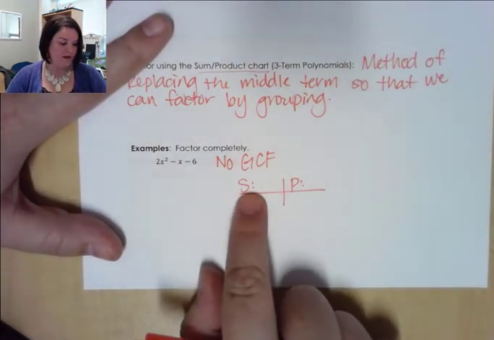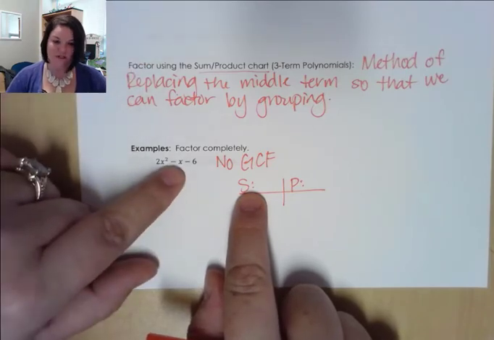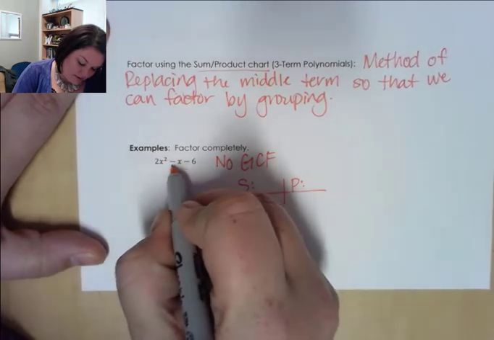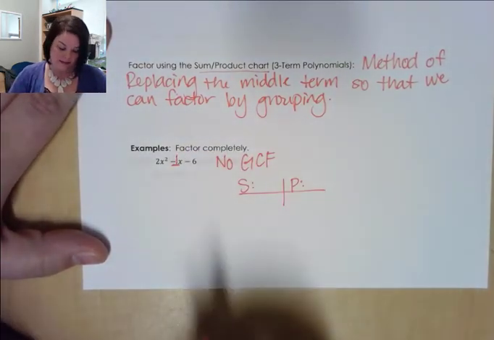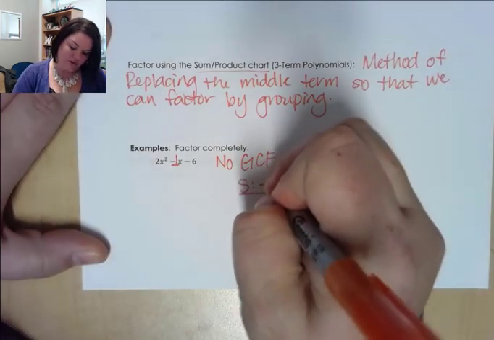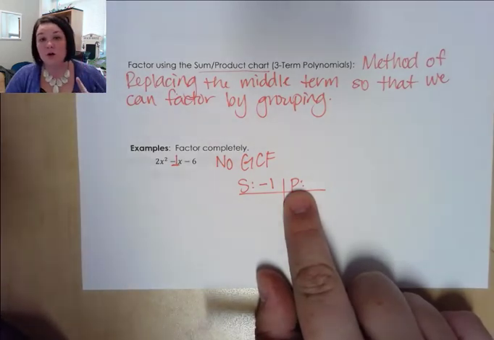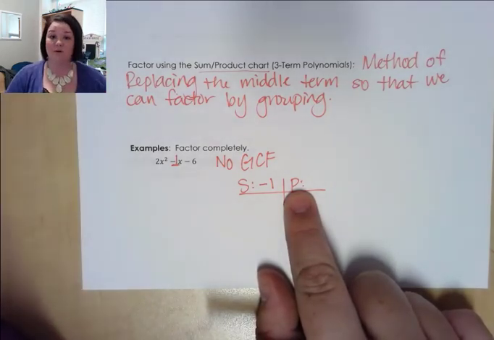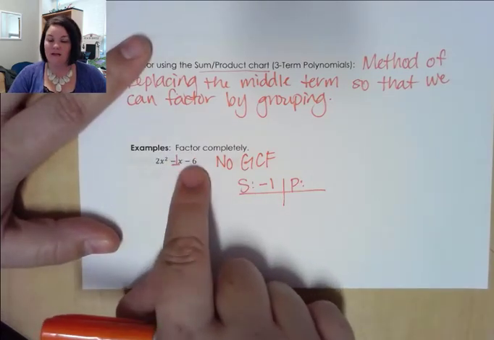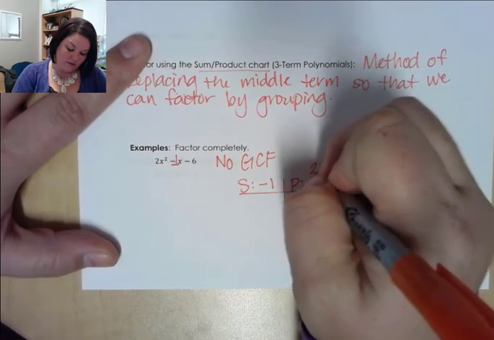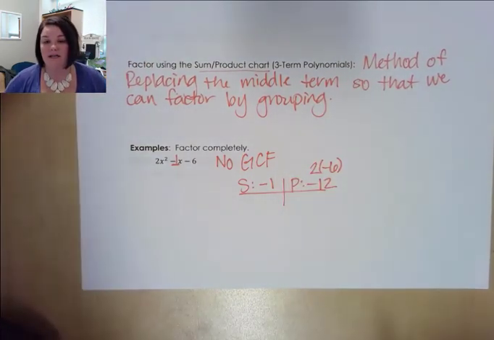Now our sum is always our middle coefficient. Okay, so our middle coefficient here, the number part of this term, is a -1, right? There's an implied 1 here, and since it's negative, our middle coefficient is a -1. And my product is always my first coefficient times my last coefficient. So here my first coefficient is a 2 times my last coefficient, which is a -6. So 2 times -6 gives me -12. So my product is a -12.